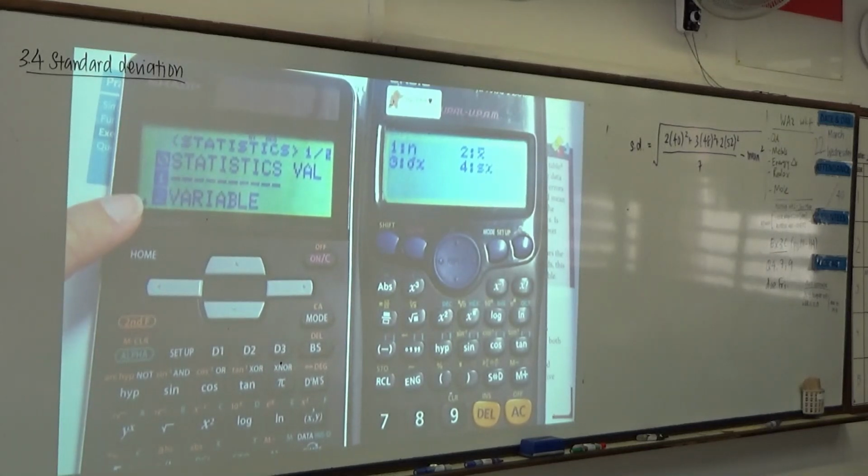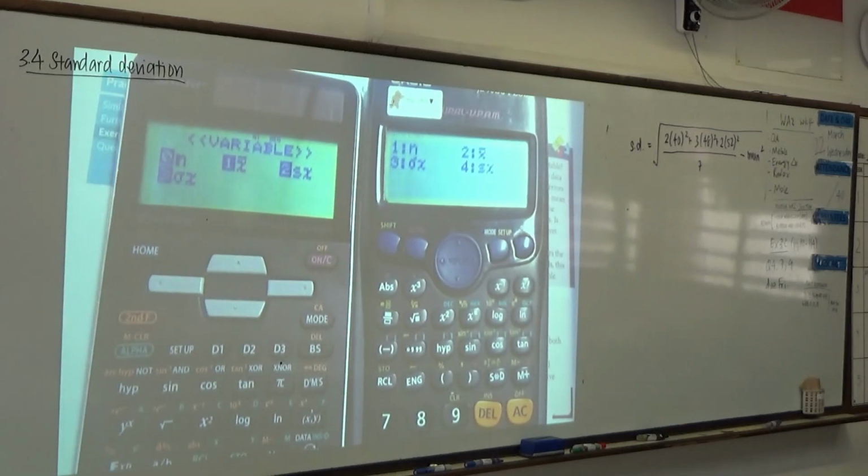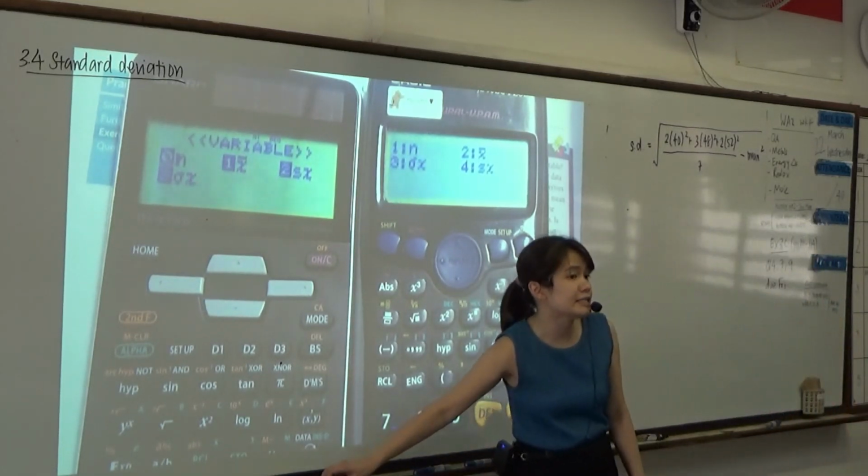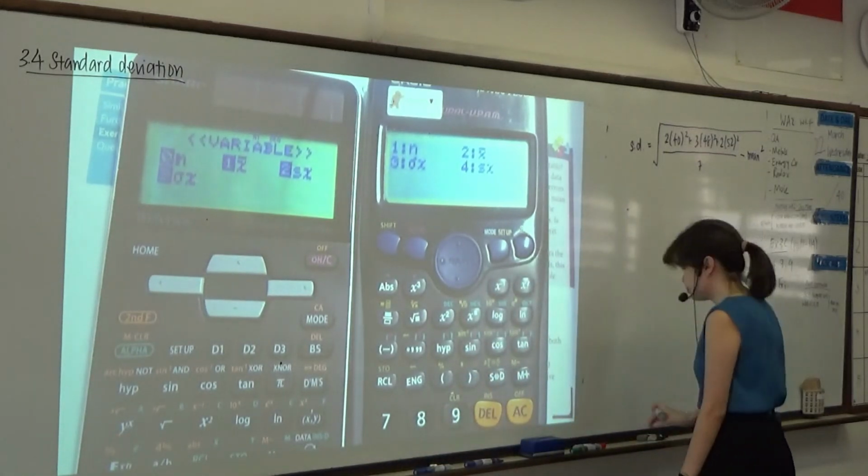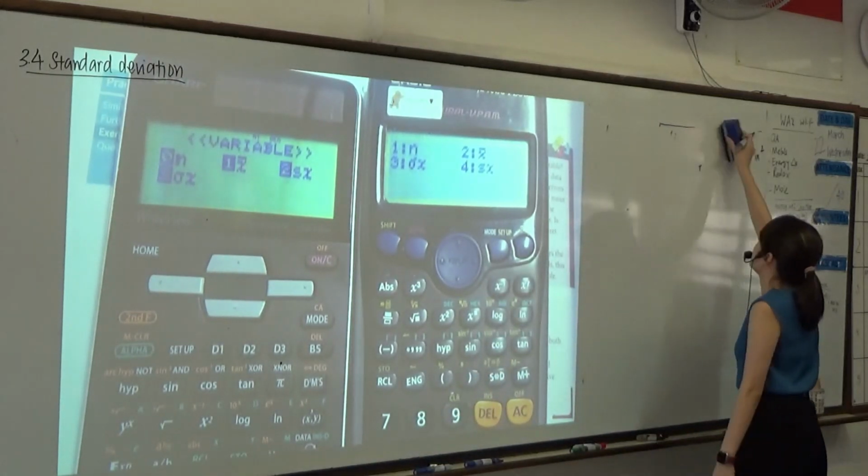Again, press on variable, number 2. And then you also arrive at a similar page. So we now arrive at this. Now you need to recognize your symbols in your calculator.